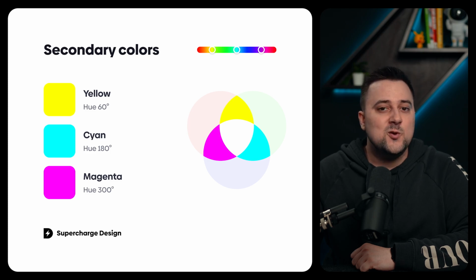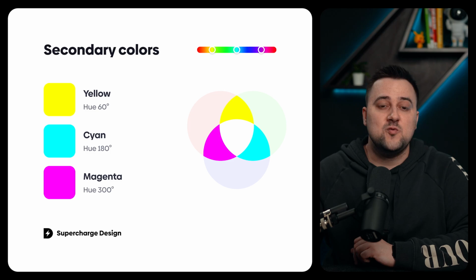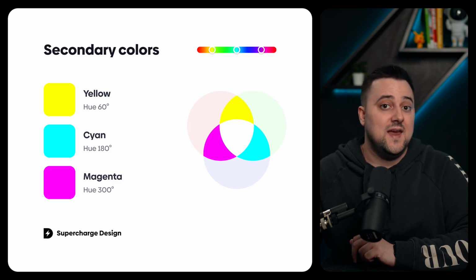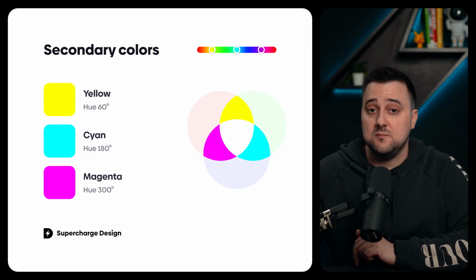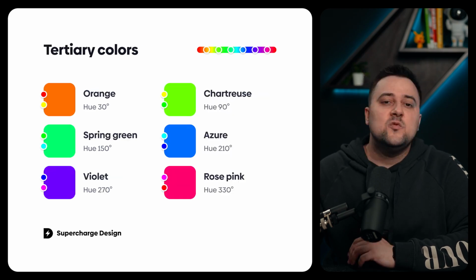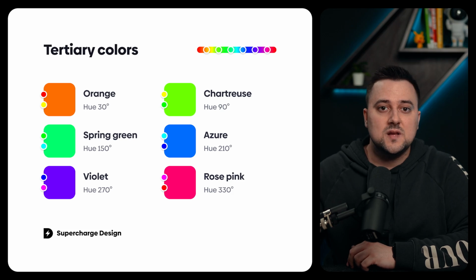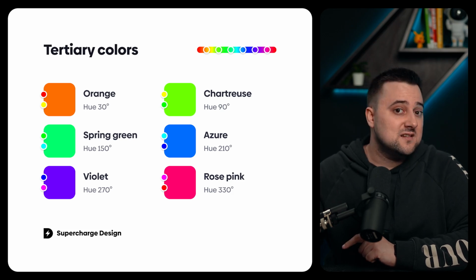Once again, if we look at a hue color wheel, yellow is at 60 degrees, in between red and green. Cyan is at 180 degrees, between green and blue, and magenta is at 300 degrees, in between blue and red. For the tertiary colors, we need to take a look at all 30 distances on the color wheel not taken by primary and secondary colors.